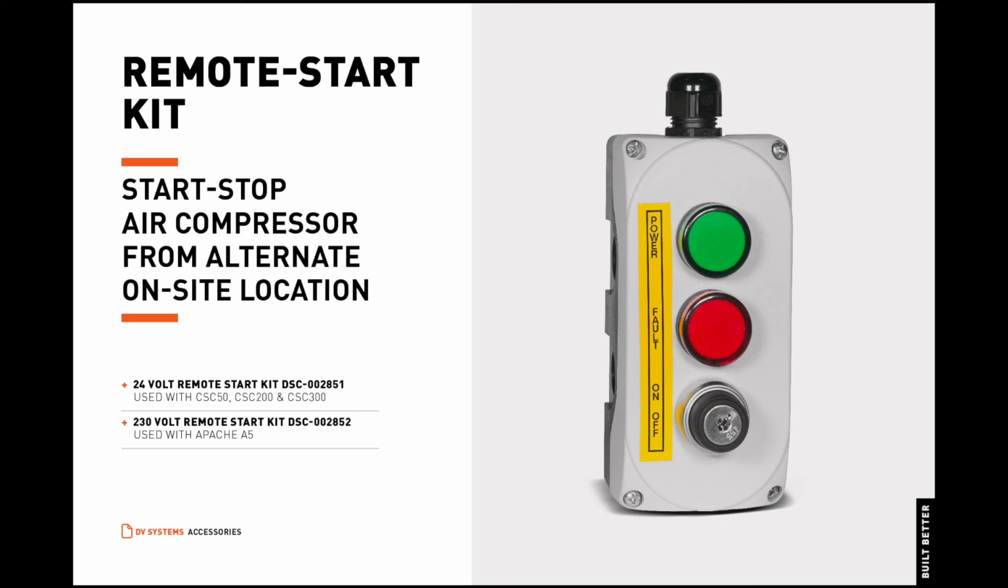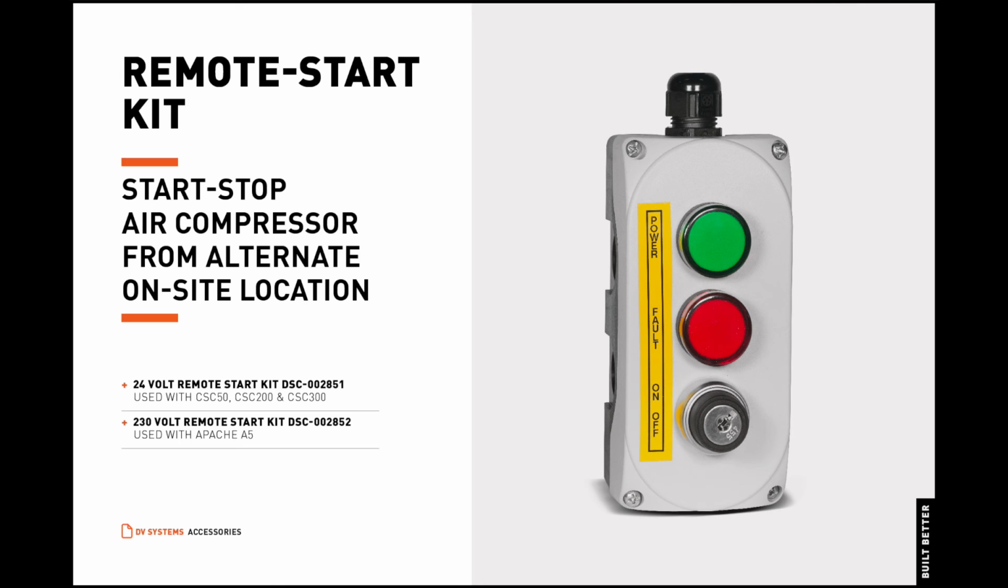Now let's discuss how to simplify the daily operation of your air compressor while on site. The DV Systems Remote Start-Stop Kit for Rotary Screw Air Compressors enables you to remotely start-stop an air compressor and monitor fault signals from an alternate on-site location. There are 2 variations of remote start kits, DSC-002851 and DSC-002852.